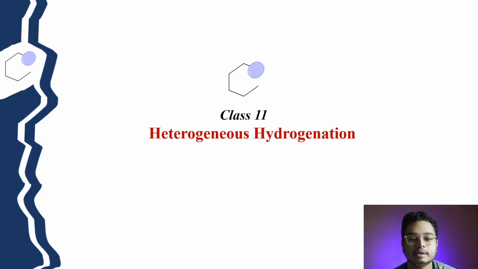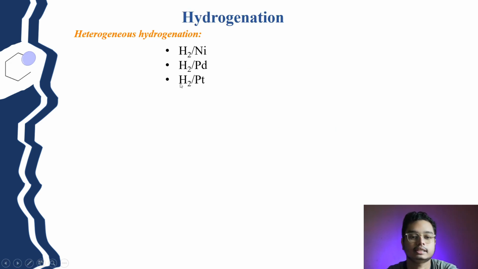In our previous discussion we talked about homogeneous hydrogenation, especially the Wilkinson catalyst. In this video we are talking about heterogeneous hydrogenation, and we are mainly focused on platinum, palladium and nickel based reduction. So first, let us begin with heterogeneous hydrogenation.